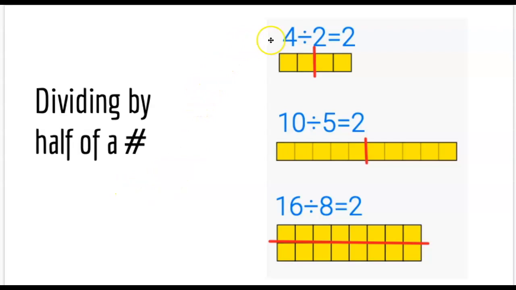Another thing that maybe you've recognized is what happens anytime you're dividing by half of a number. So here we've got 4 divided by half of itself, 2. Here we have 10 being divided by half of itself, which is 5. And here we have 16 divided by half of itself, which is 8. Since these numbers are half of the whole, we know that it's going to take 2 of them to get to the whole. So anytime you're dividing by half of a number, the answer will always be 2.